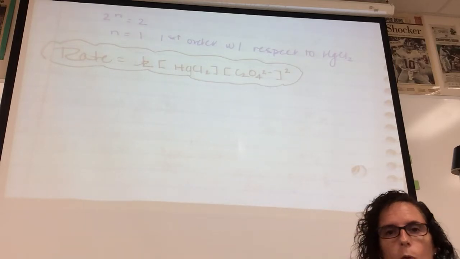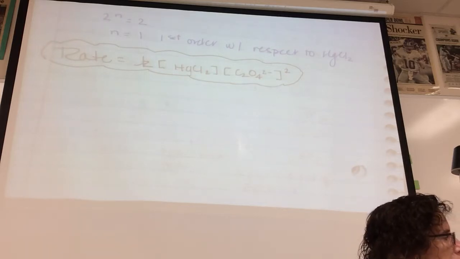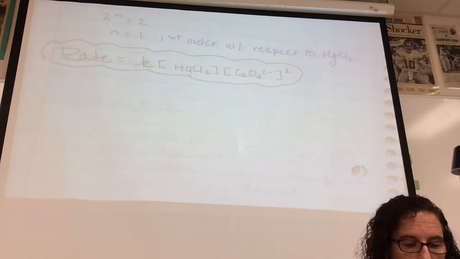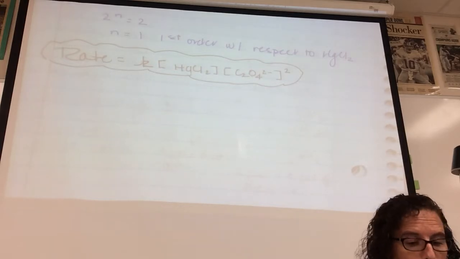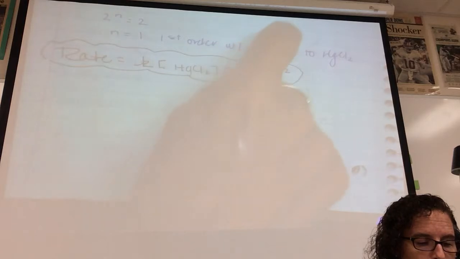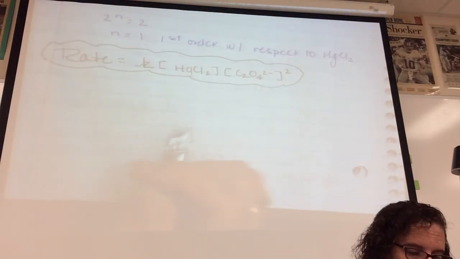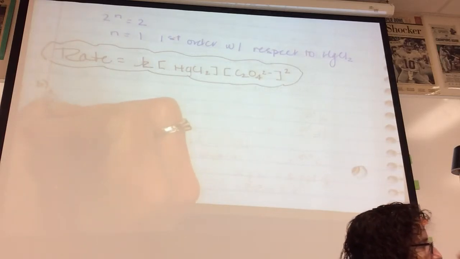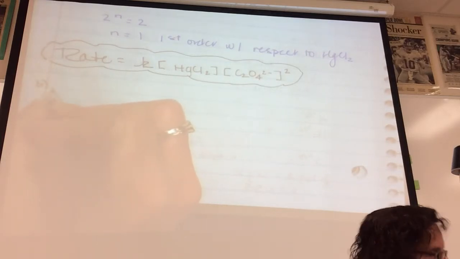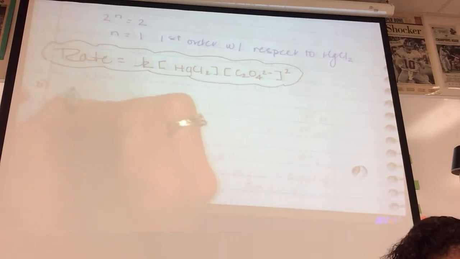What's the overall order? 3. What's the units of k? Molarity to the -2, minutes to the -1, because you've got minutes built into that rate. Part B asks for the value of k. Again, they don't specify which experiment. Pick the first one, because it'll be easier for you.